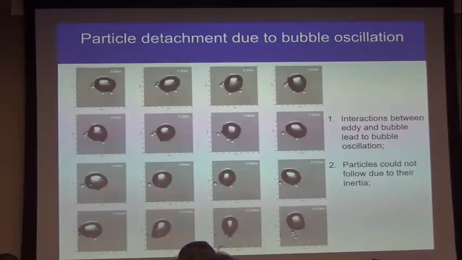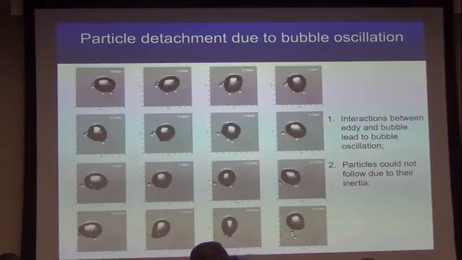And here is another one with collision, where they just get knocked off as well. So it's not really fair to model your entire detachment process based on this vortex motion when it could happen by any number of processes.